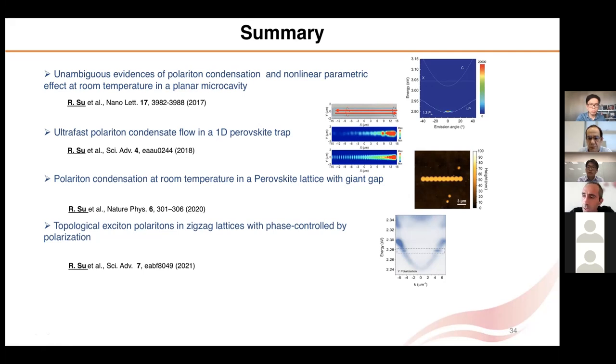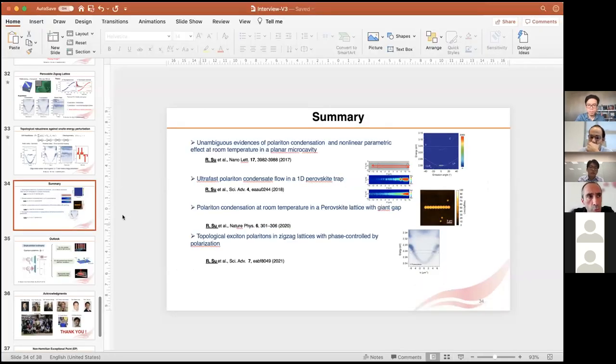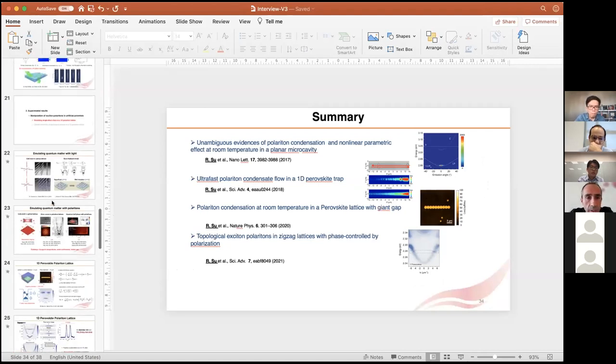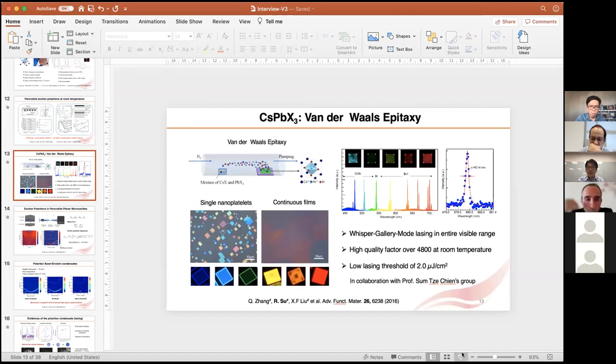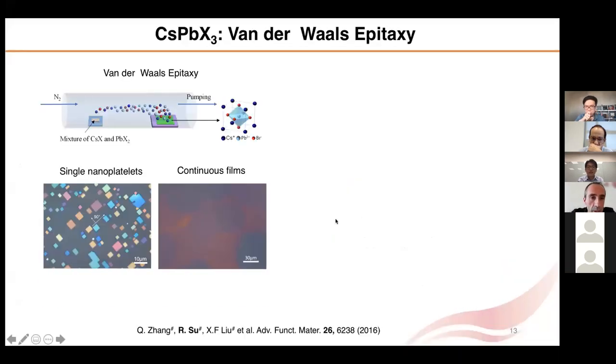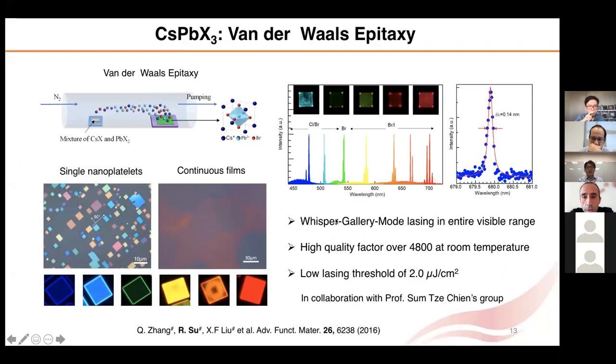I was surprised that in one of your first papers, you showed these whispering gallery modes with lasing thresholds on the order of 2 microjoules per square centimeter. And finally, you said that we all want to use polaritons because in principle we can expect lower polariton lasing thresholds. Then you speak about polariton lasing thresholds on the order of 10 microjoules per square centimeter. Can you comment on that?